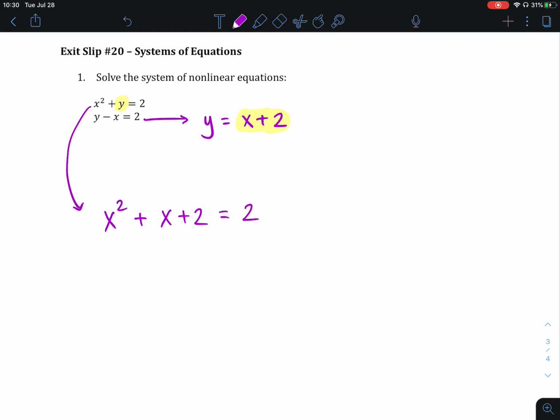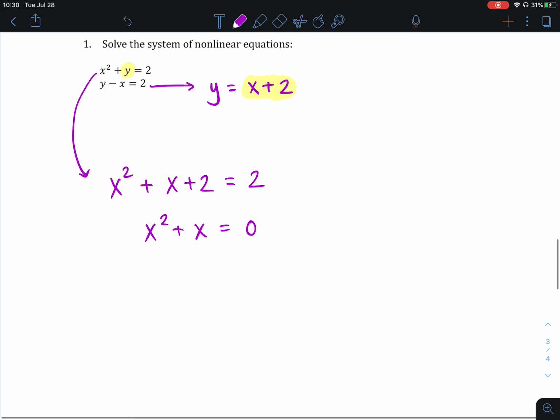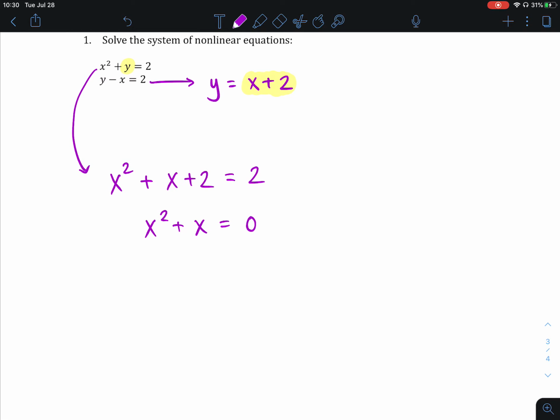I'll subtract 2 from both sides to get x squared plus x equals 0. A good technique to finish solving this would be factoring. x squared plus x share a common factor of x. Removing that factor gives us x plus 1. So we can see either x is equal to 0 or x is equal to negative 1.